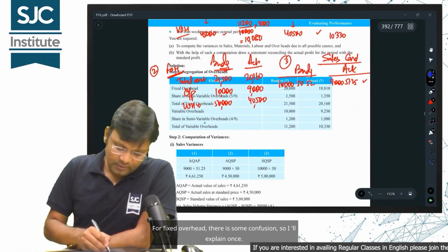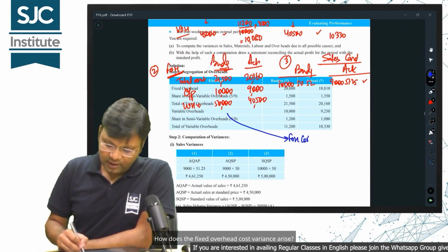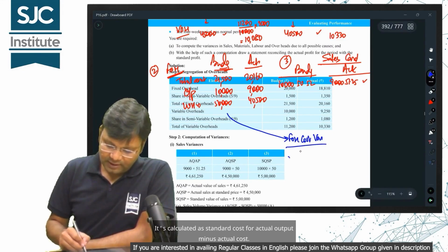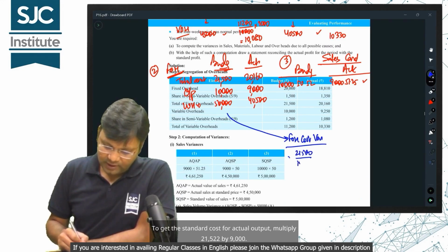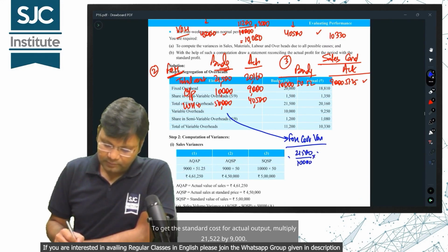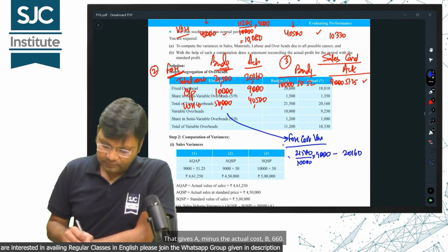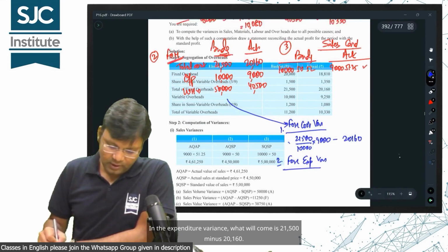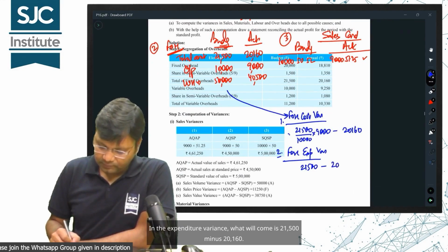For fixed overhead, there is some confusion, so I'll explain once. How does the fixed overhead cost variance arise? It's calculated as standard cost for actual output minus actual cost. To get the standard cost for actual output, multiply 21,522 by 9,000. That gives A, minus the actual cost, B, 660. Then there will be the fixed overhead expenditure variance. In the expenditure variance, what will come is 21,500 minus 20,160.